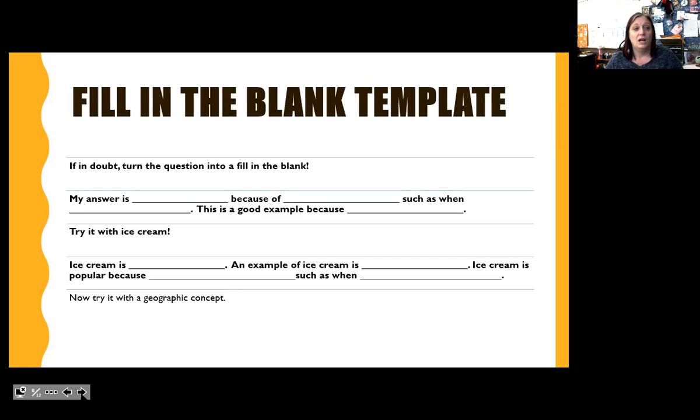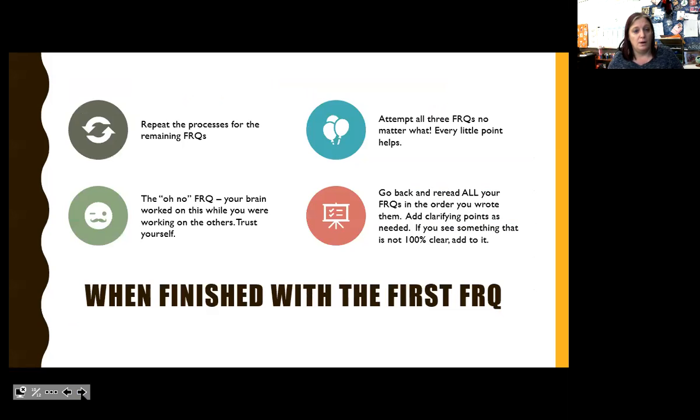Okay. This works really, really well when you're writing because you know automatically what you need to write next, what you need to fill in next, and what needs to happen next in order to answer a question completely. Okay. When finished with the first question, go to the second one. When finished with the second, go to the third. When you're done, go back to the beginning, go back to the start.